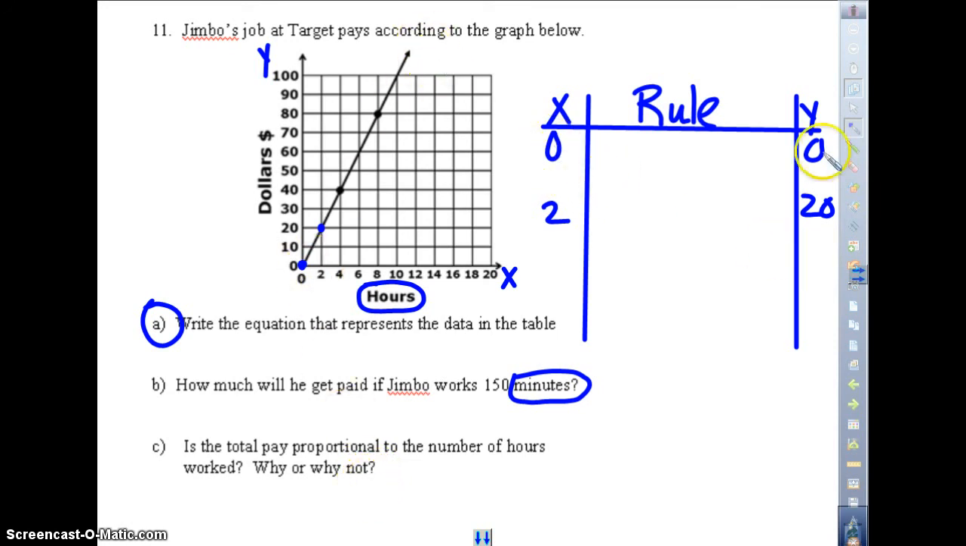You might have to do cross products in your table. Don't use 0 though. Use any numbers like 1, 2, 3, 4 to do your cross multiplication to see if it's proportional or not. Don't forget, right here you're going to have to convert because that says minutes, but my equation is going to be in hours.